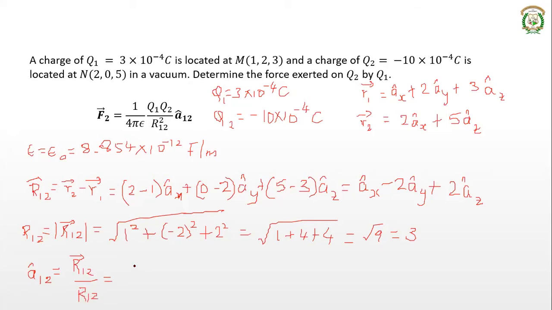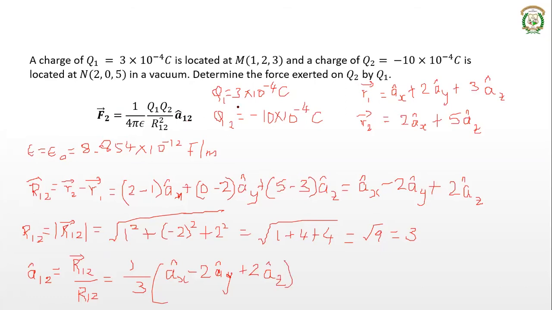Magnitude is 3, right? So you can take this as 1 by 3 into vector R12, that is AX minus 2AY plus 2AZ. Okay, so these are the given things. From the given things, we have deduced this. Now, to find the force, just substitute these things in this equation.